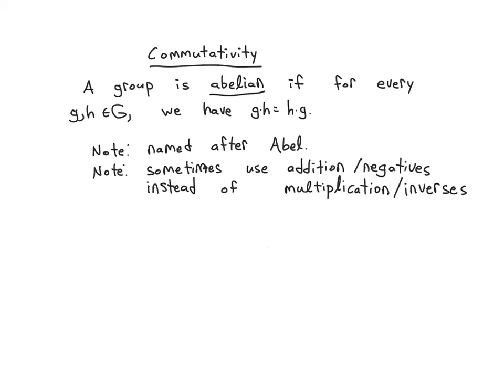To end this video, I'll point out some other notes. Sometimes for groups, we'll use addition and negatives instead of multiplication and inverses. So instead of using g times h and g inverse, we might use g plus h and negative g. It is important that you are able to translate between these two for certain proofs, including the axioms. So, what would associativity look like? It would look like g plus h plus k equals g plus h plus k.